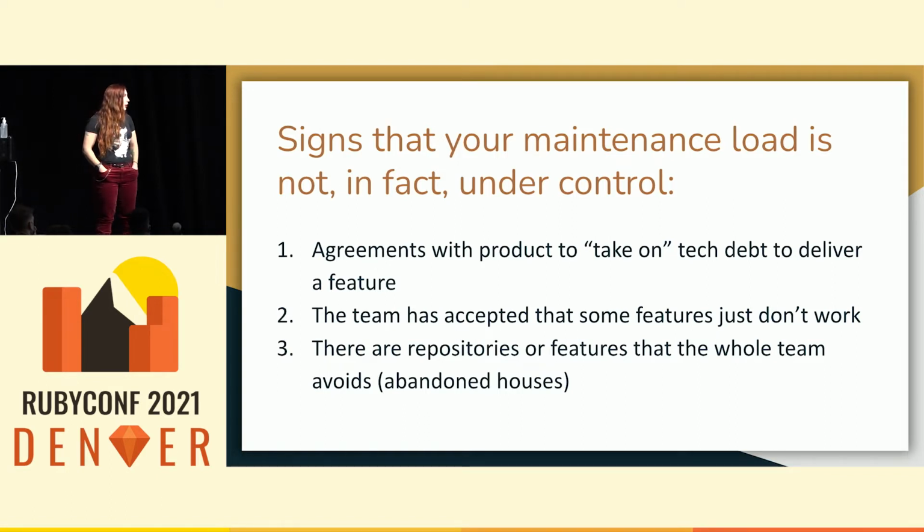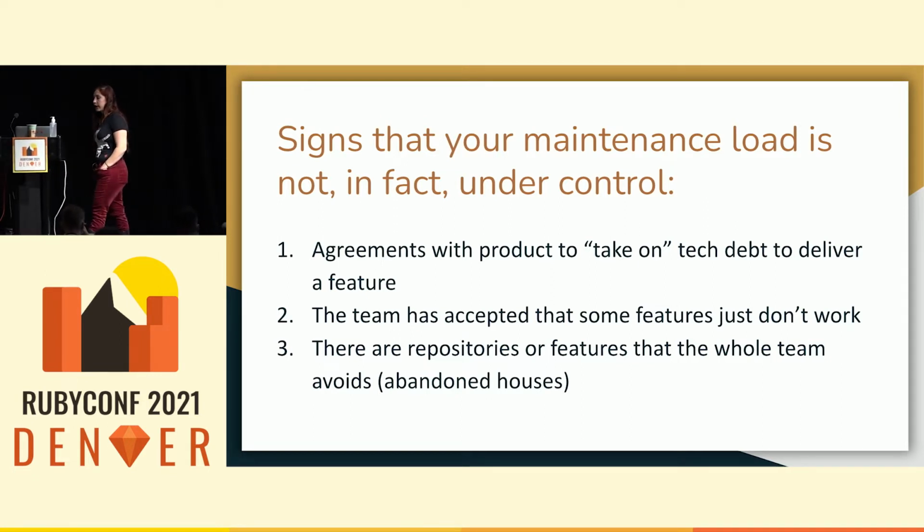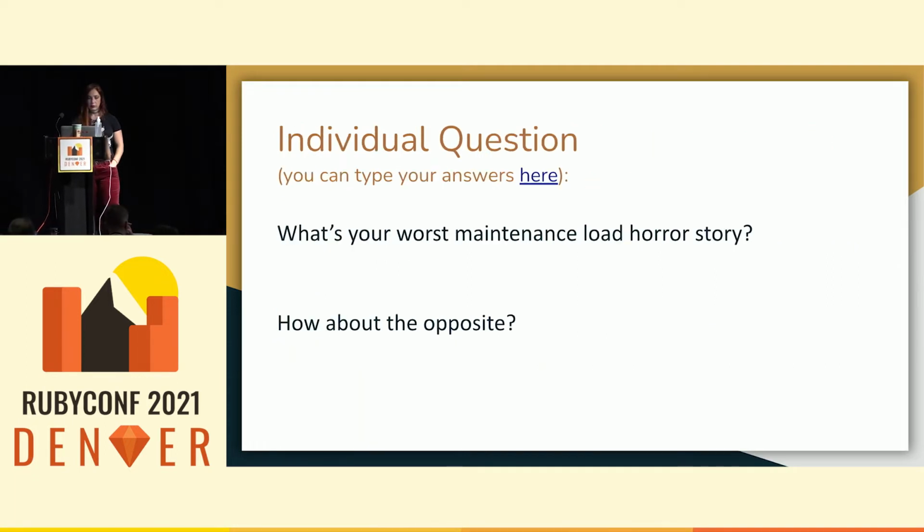Another example, there are repositories or features that the whole team avoids. Anybody had this experience? A repo nobody wants to go into, a legacy API nobody wants to touch. That's right, okay. Anything where the entire team at stand-up is like, nose goes, that's an abandoned house. These are signs that your maintenance load is not, in fact, under control.